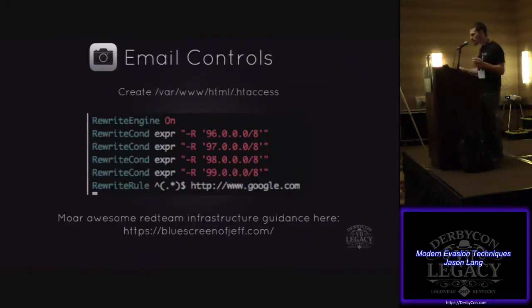And then I created the htaccess file. And notice what I'm doing here, 96, 97, 98, 99, and I'm simply saying if requests come in that match those IPs, those Class A's, I'm pretty sure that's not in my client's WAN space. Okay, so I simply redirect them to google.com. If this is something that interests you, you need to read Blue Screen of Jeff's blog because it is outstanding. That dude friggin' knows some stuff about Apache.